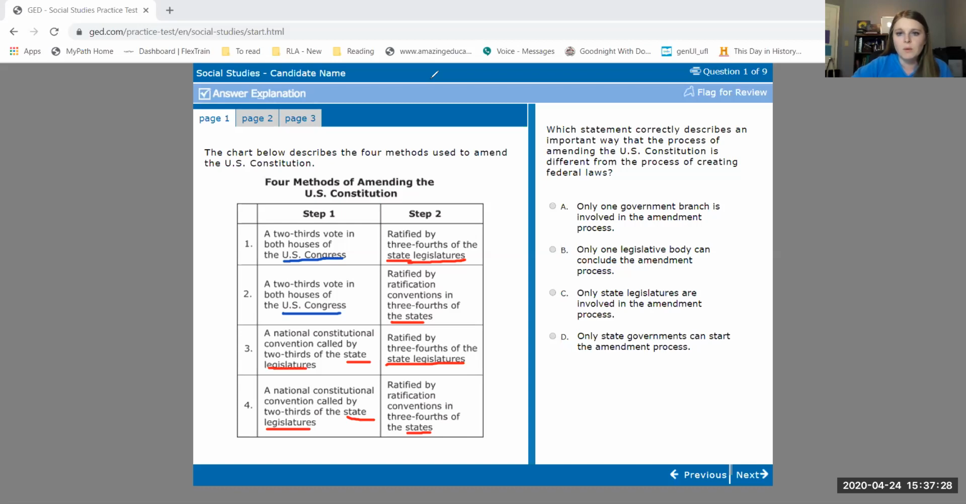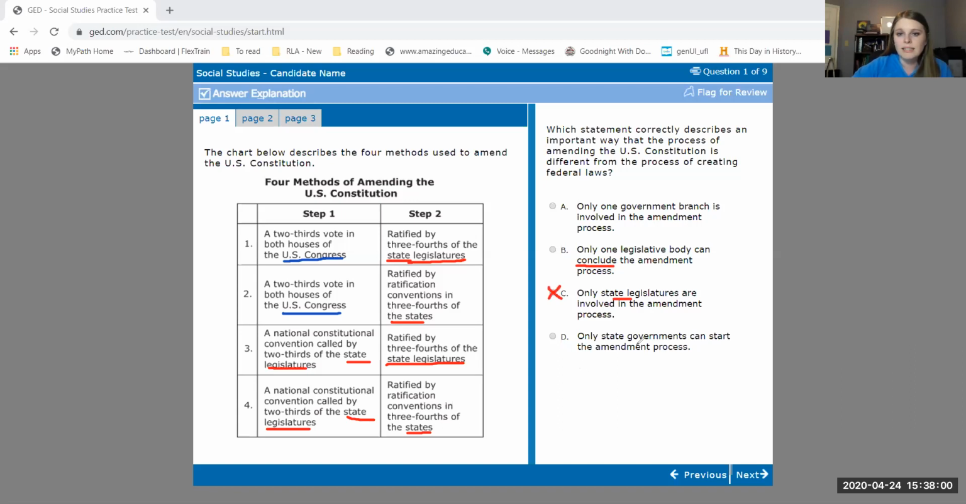Letter B, only one legislative body can conclude the amendment process. That looks pretty good. The word conclude, I know that like conclusion from my reading class means to finish. So that's a possibility too. So we'll leave that one on the table. Letter C, only state legislators are involved in the amendment process. Well, there's that word state, but over here we have Congress, which is federal. So we know that one's incorrect.